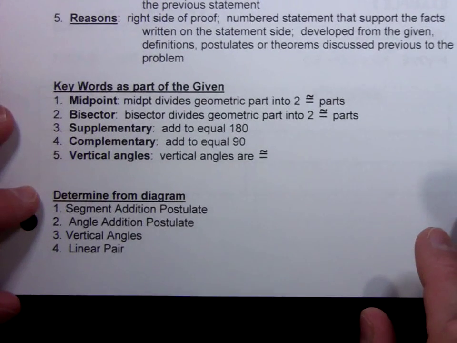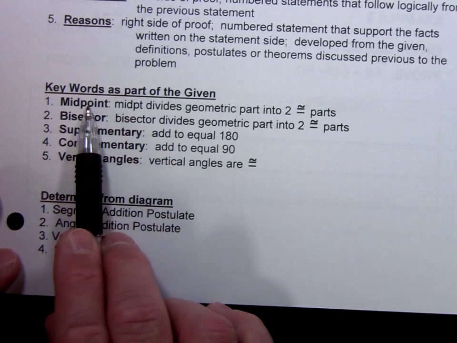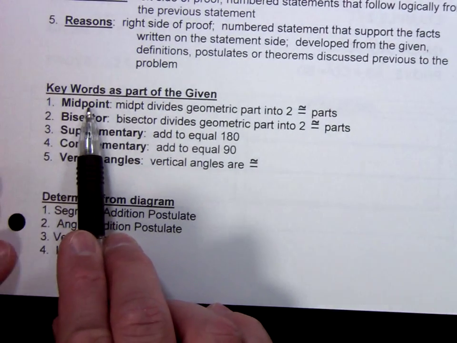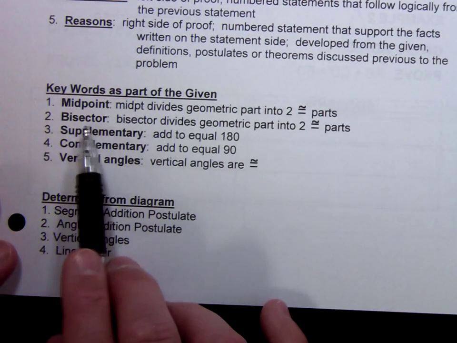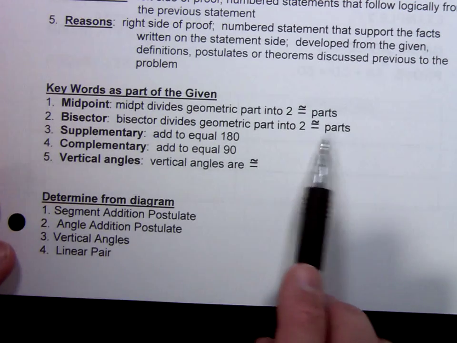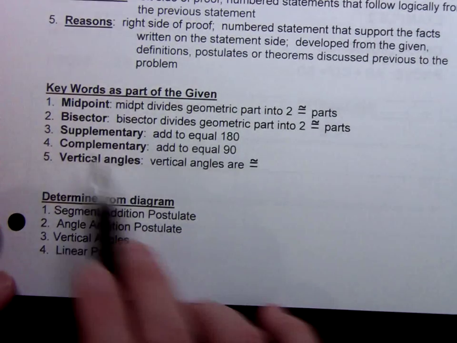Quick review on some of the things that are going to be pretty common in these. Remember, a midpoint is the point right in the middle of a segment. It always splits the segment into two congruent parts. The bisector always splits something into two congruent parts. So whether it's bisecting a segment or bisecting an angle, it's going to split it into two congruent parts.